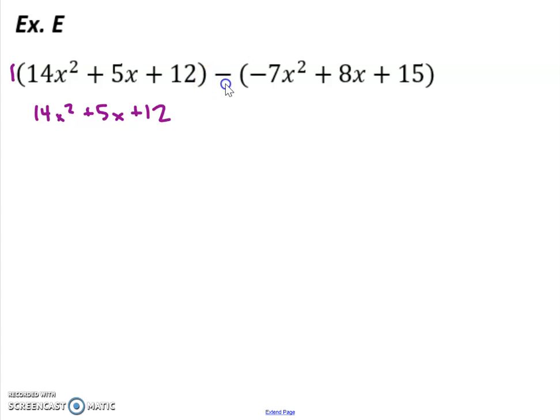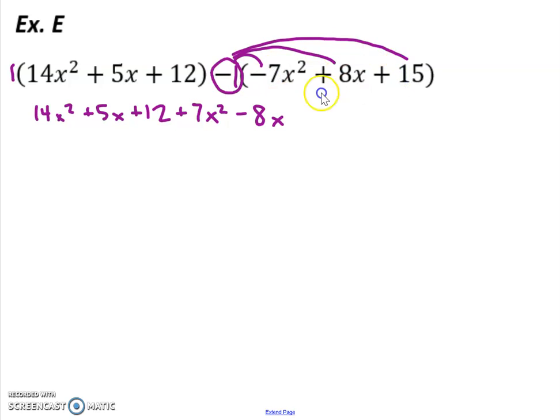The second one, what am I multiplying by? I'm subtracting negative 1. Okay, so here we go. Negative 1 times everything. Negative 1 times negative 7 becomes positive 7x squared. Negative 1 times 8x becomes negative 8x. Negative 1 times positive 15 becomes negative 15. Make sure things change when you have that negative there. All right, highest exponent is squared. So we're going to do 14x squared plus 7x squared is going to give me 21x squared.